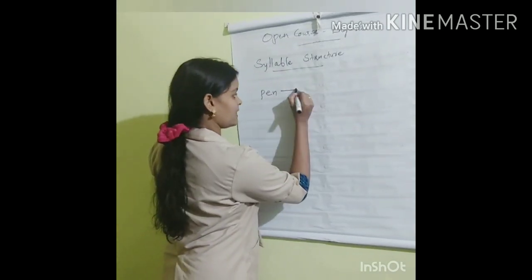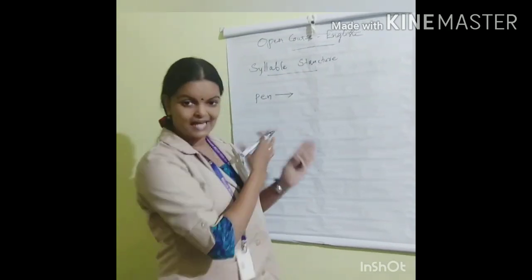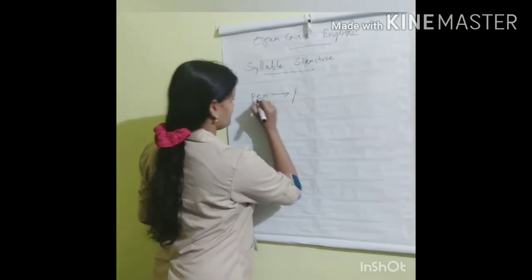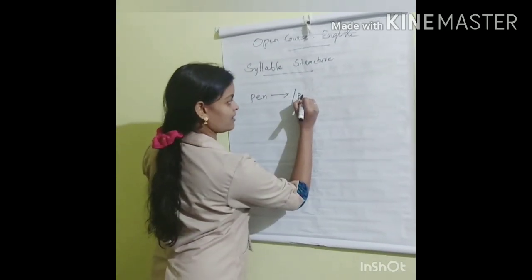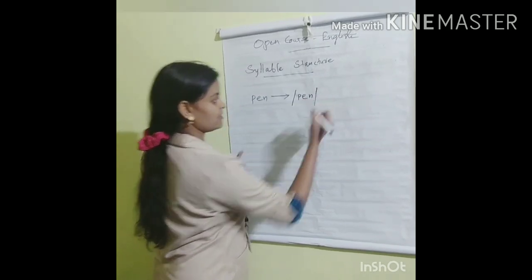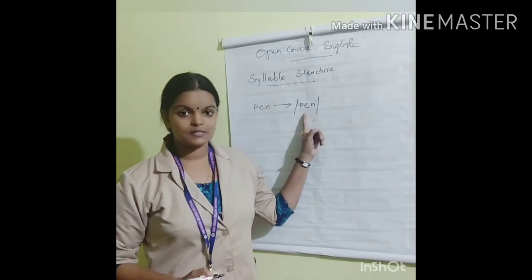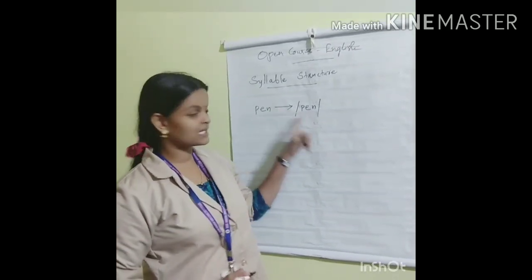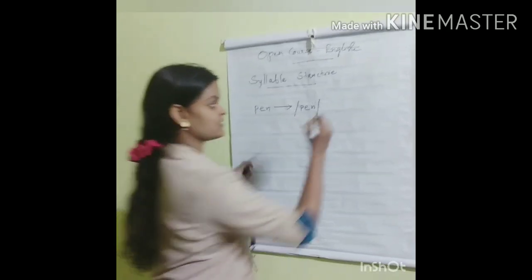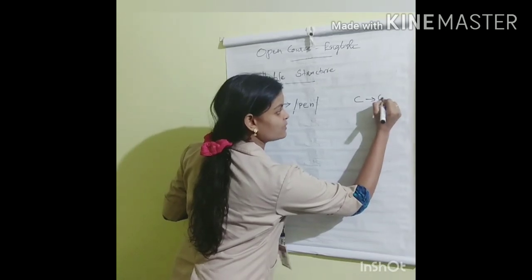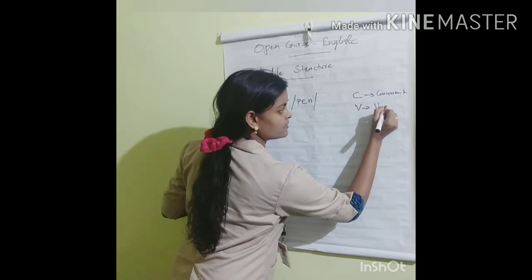So it is transcribed as follows. Usually transcription is put within slanted lines. The first sound is P, then A, then N. It is transcribed like this, and pronounced as pen. In order to give the structure of these syllables, we have to represent C for consonant sound and V for vowel sound.